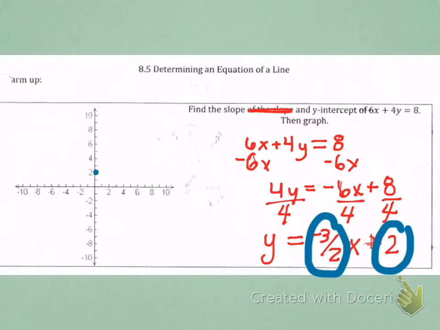And then I just go from that y-intercept and follow my slope. Now my slope is negative 3/2, so that would indicate that I should go down 3 and over 2. So I'm going to go down 3 and over 2 and put my other point. So down 3, over 2. And then I can draw my line by connecting those 2 points.